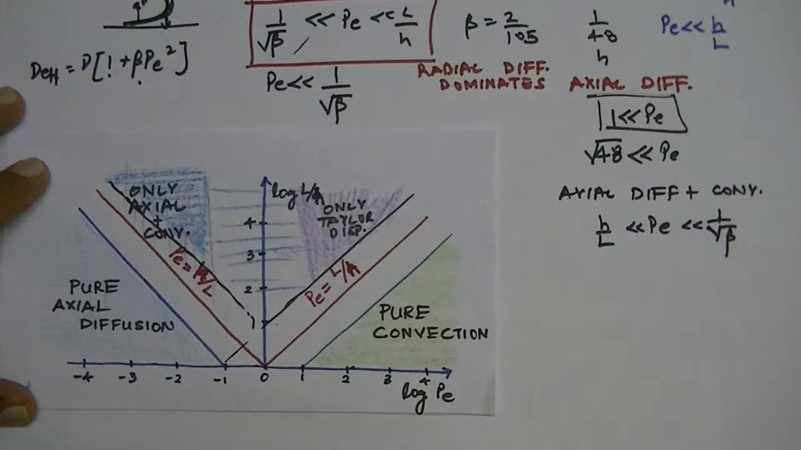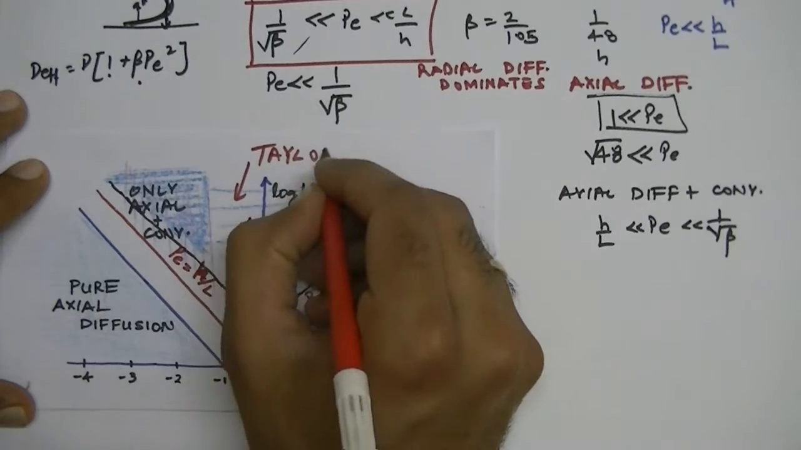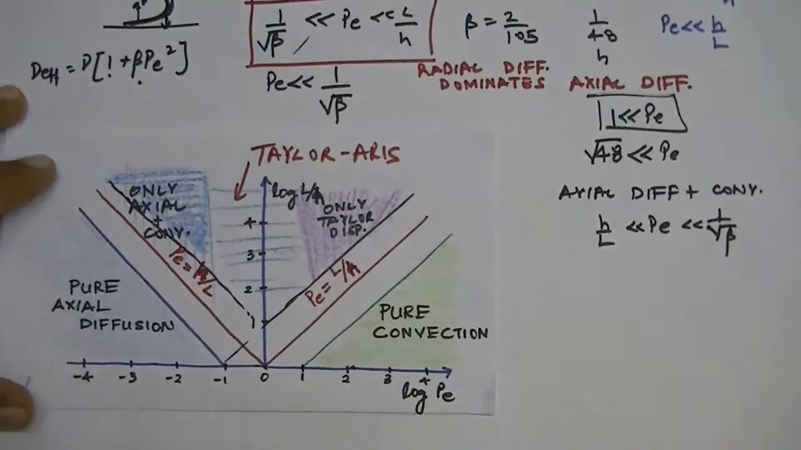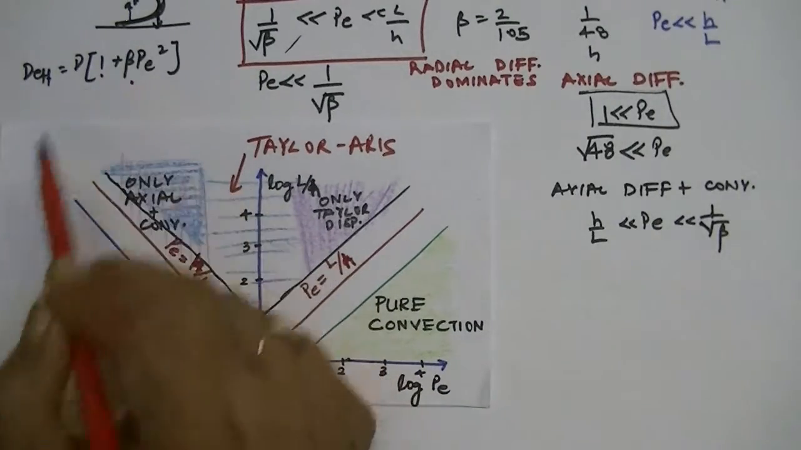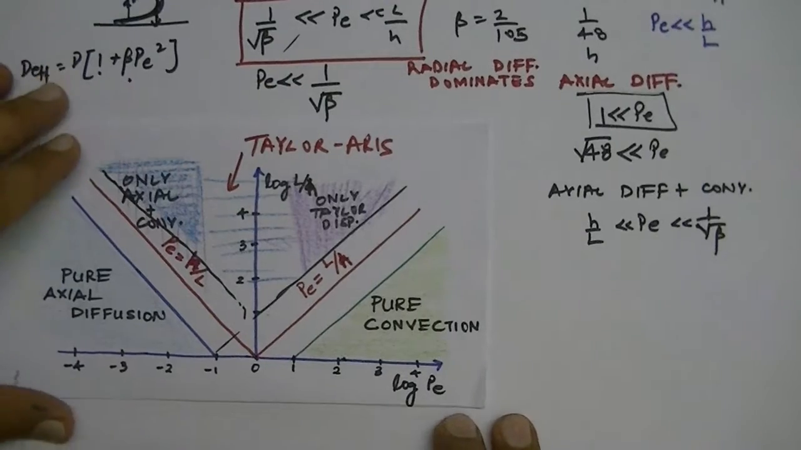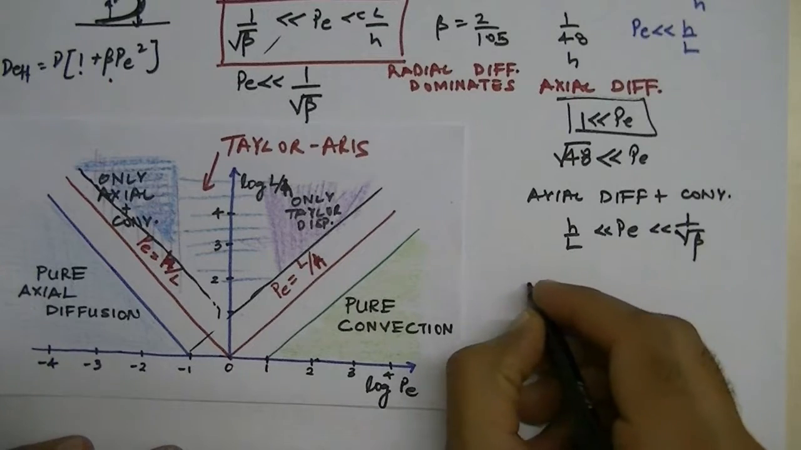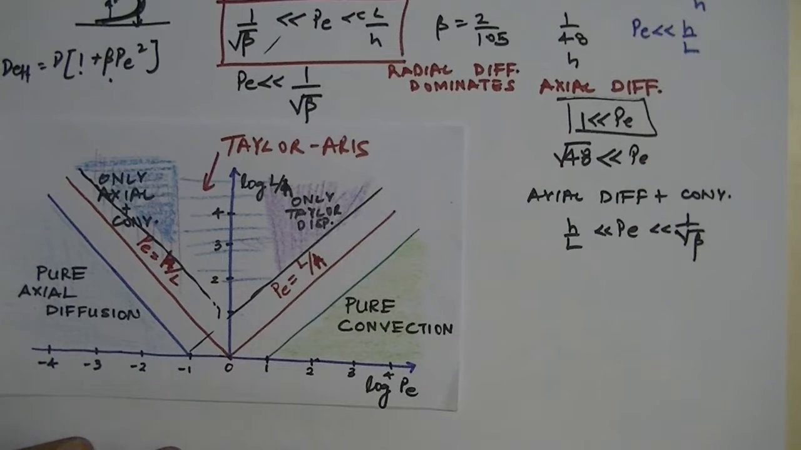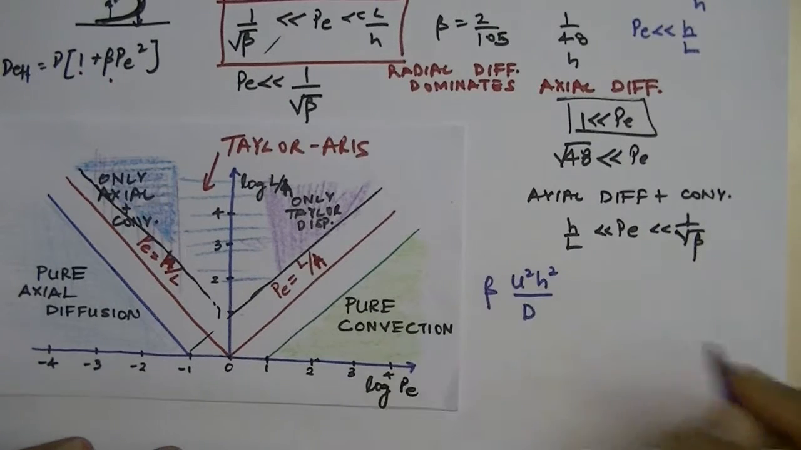So this is actually the Taylor-Aris dispersion regime, where we have both axial diffusion as well as the Taylor dispersion. That is important. Okay, so one really interesting thing to note is that the Taylor dispersion term is actually given by u squared h squared over D times this factor beta.